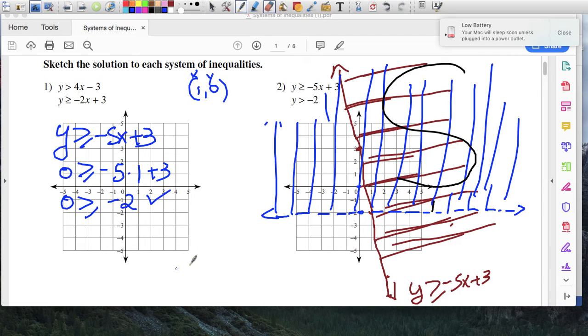So yes, it worked for the first inequality. The second inequality is y is greater than -2. We can substitute the 0. 0 is greater than -2, and as you can see, this point here, which is in this overlapping area, makes both inequalities true. So, and that's exactly what we want.